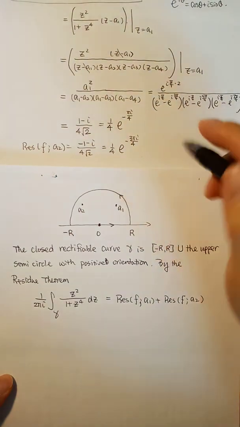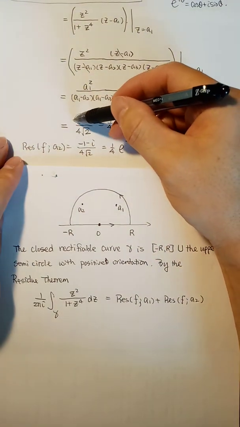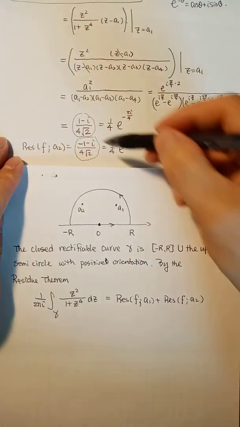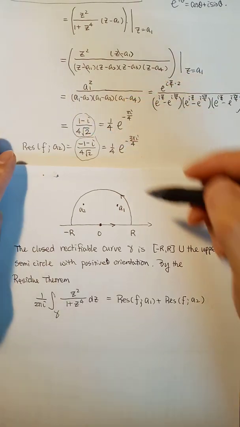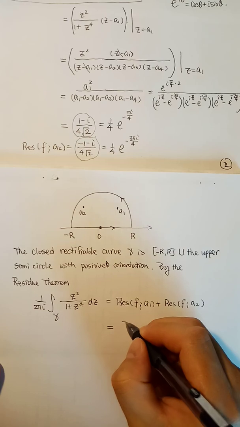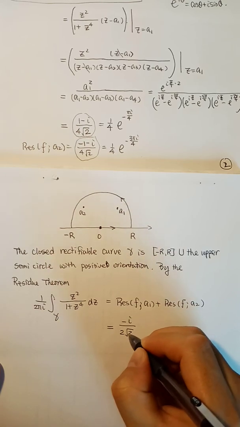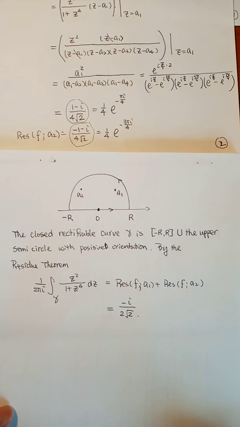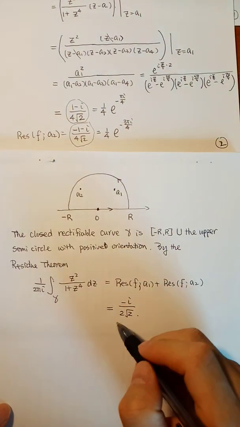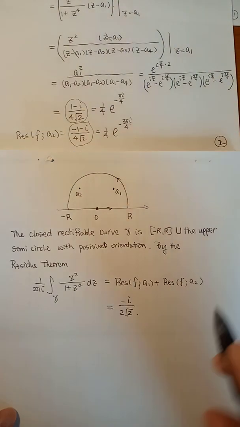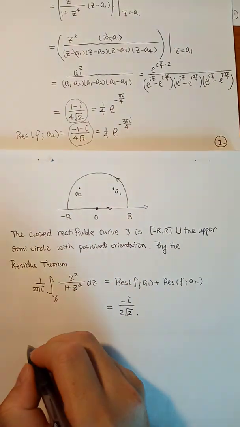Okay, so the residue, check here, you have this residue, and you have this residue. In this step you're going to add them, you cancel the real part, so it's equal to negative i over 2 times the root of 2. The real parts are cancelled, you only have the pure imaginary part. Okay, so the integral along this closed rectifiable curve is this constant.